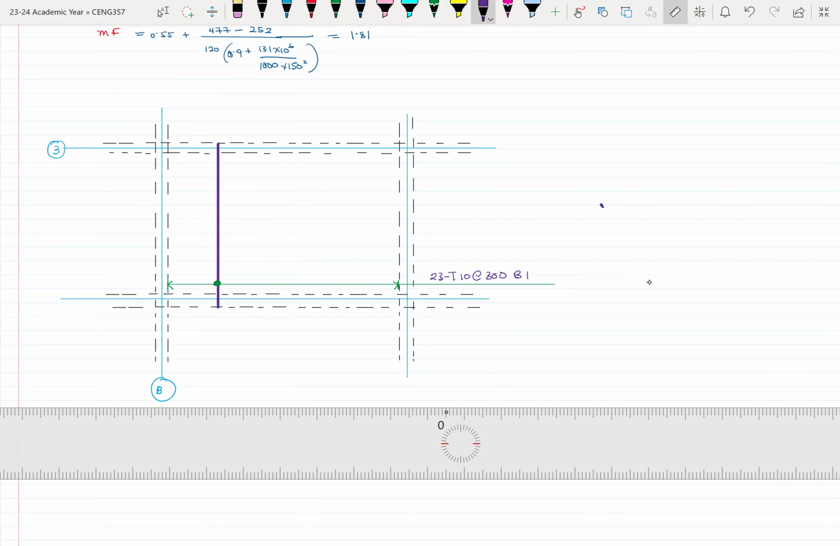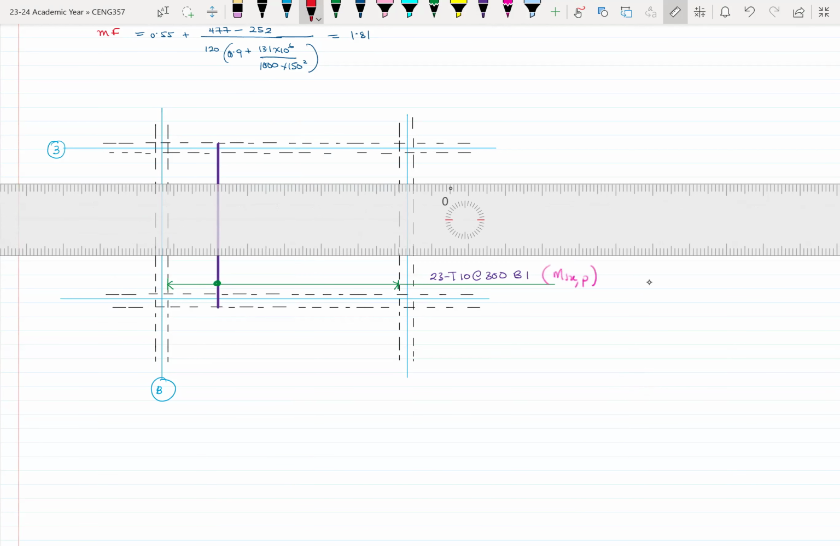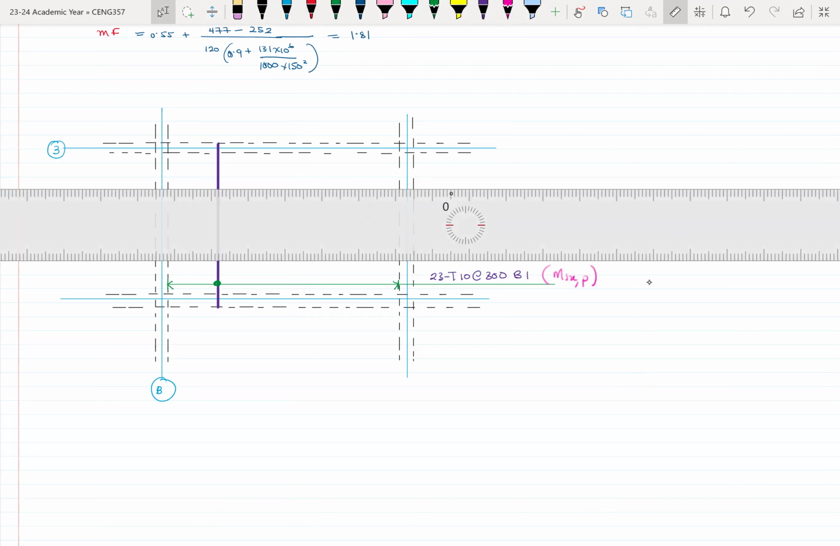Now the next one, this I'll put into brackets. I mean, we don't usually do that, but this is for the MXP. We don't have that in there. So please take a note. It's just so that we know what we are dealing with. The next one will be the midspan, so that'll be the MSYP.